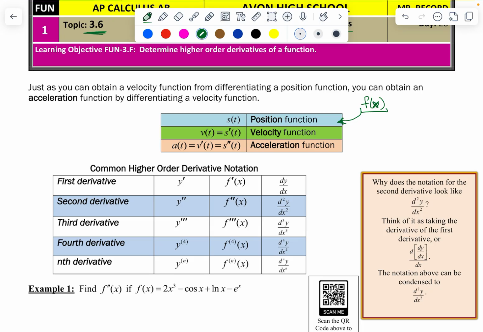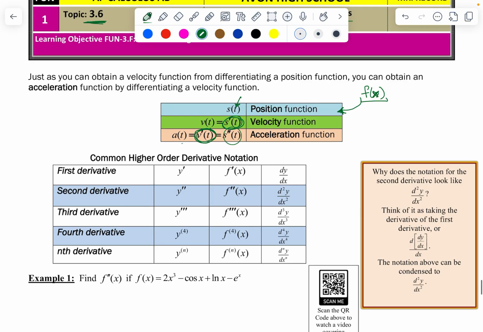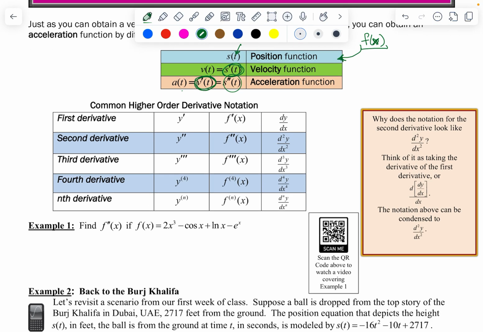of the ball at a specific time, right? Now, if you take the derivative of the position function, you actually have velocity. And if you take the second derivative of the position function, aka the derivative of velocity, you will obtain the acceleration function. So you will be able to figure out what is the velocity at 2 minutes. What is the acceleration at 2 minutes? Okay. So we'll come to that in just a sec.